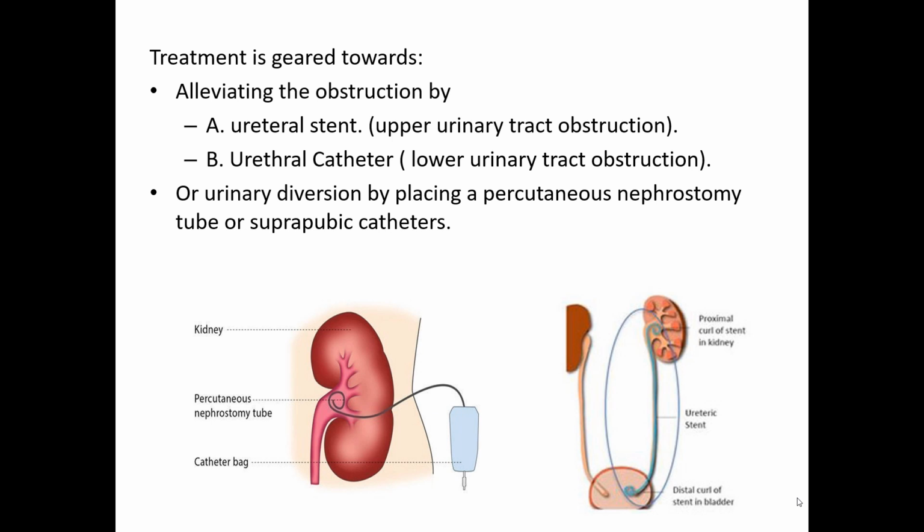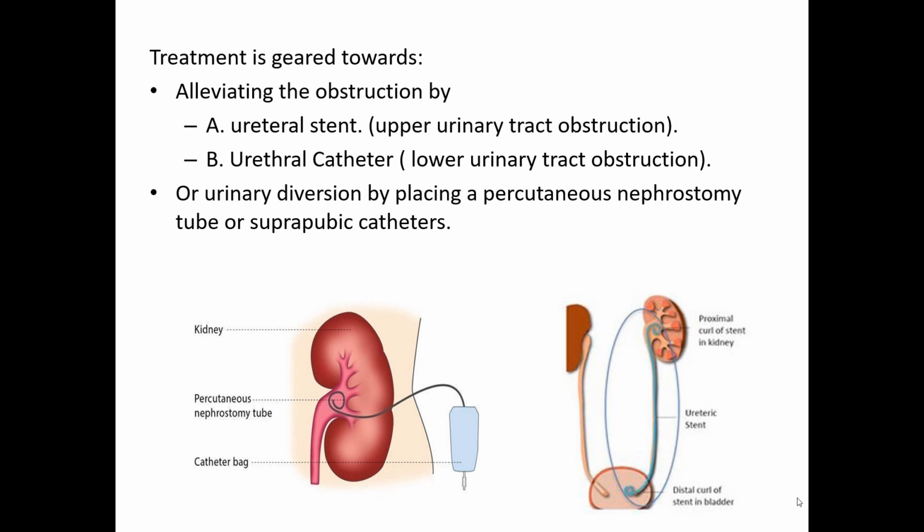Treatment is geared towards alleviating the obstruction by a ureteral stent, the simplest and the best way to relieve the obstruction in upper urinary tract obstruction, and a urethral catheter for lower urinary tract obstruction. These both are called urinary diversion, or by placing a nephrostomy tube or suprapubic catheter.